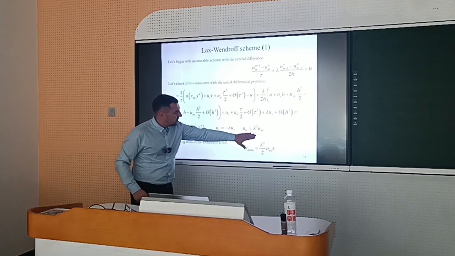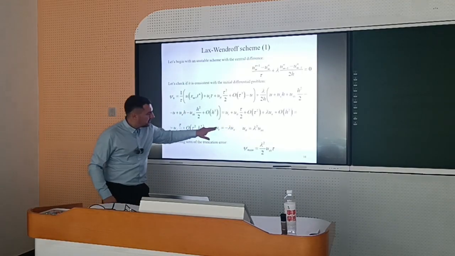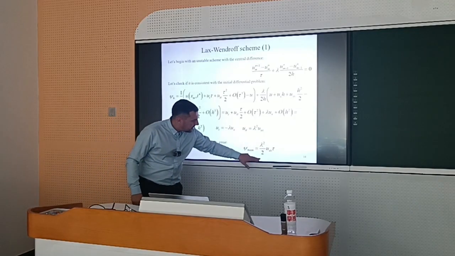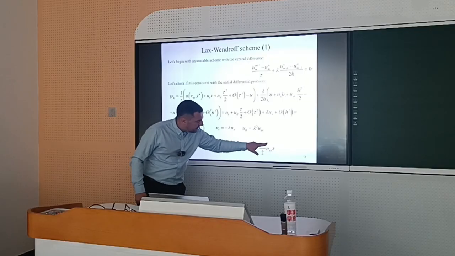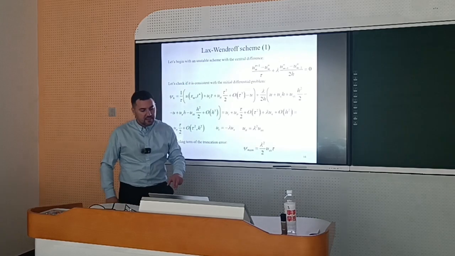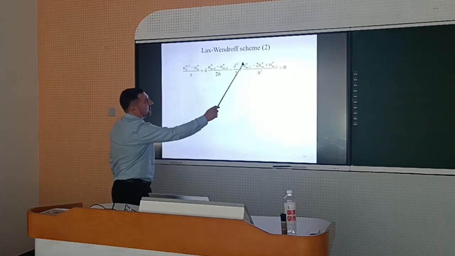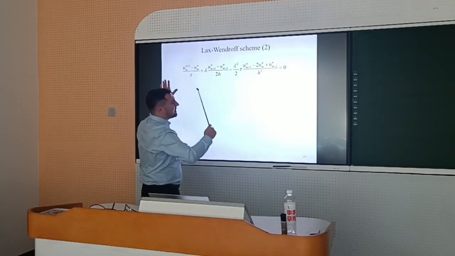utt equals lambda squared uxx. And now we substitute it here. And so the leading term of the truncation error is lambda squared over 2 uxx tau. And now let's approximate this uxx using the central difference scheme. This one. So this is the approximation for uxx, and we subtract it from our bad scheme.